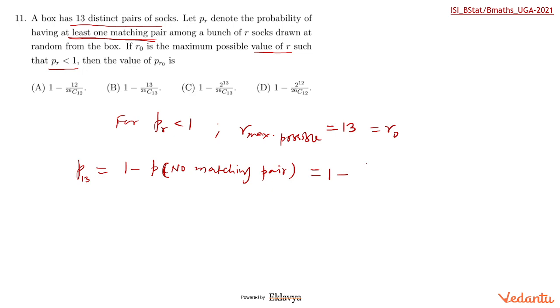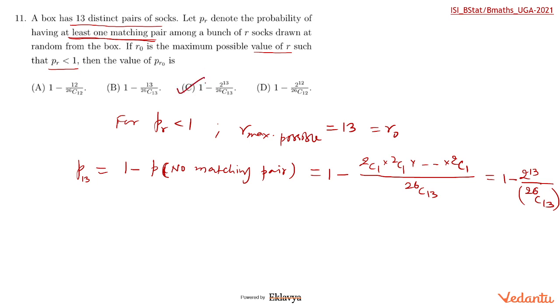So from the first pair we'll draw one out of them, 2C1, and this 2C1 will continue 13 times, and any 13 from 26. So the answer to this question must be 1 minus 2 raised to power 13 divided by 26C13. Alright, so this must be the answer to this question. This is given in option number C, 11. Answer C is correct.